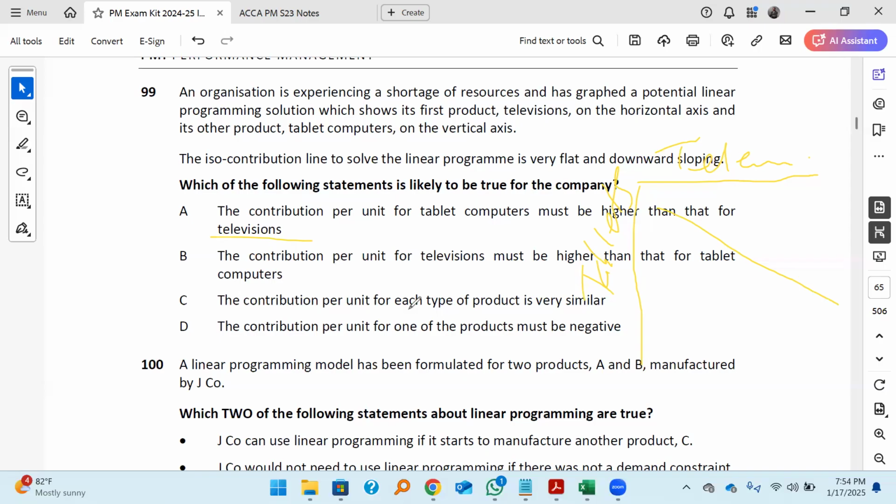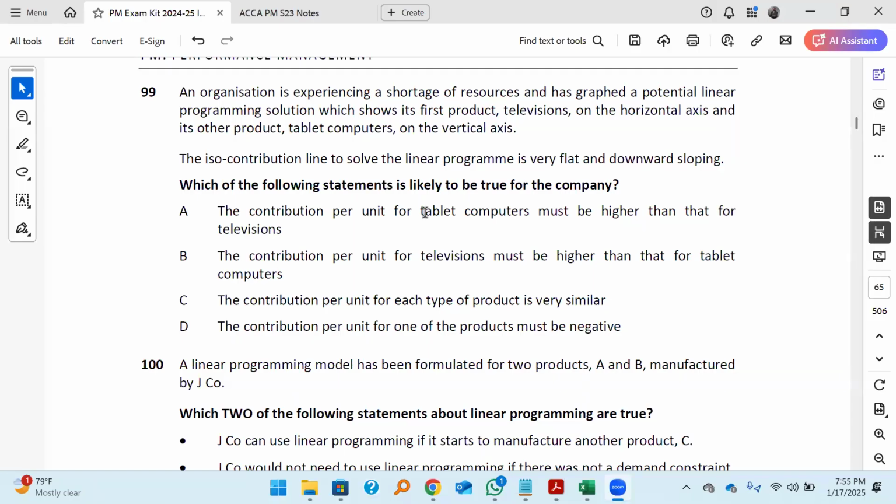Now, they say that it is very flat and downward sloping. So we were saying, what does that tell you about the contribution per unit of tablets and that of the television?